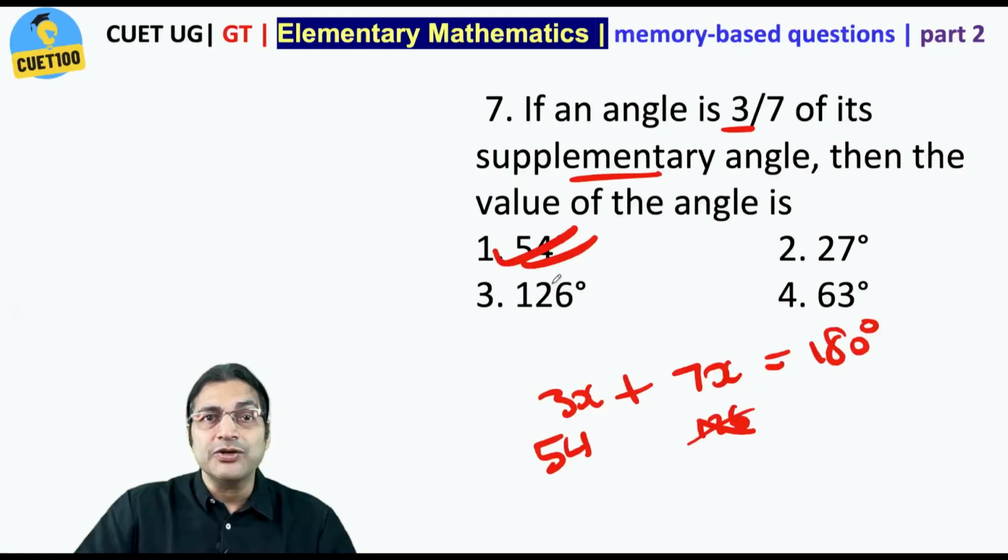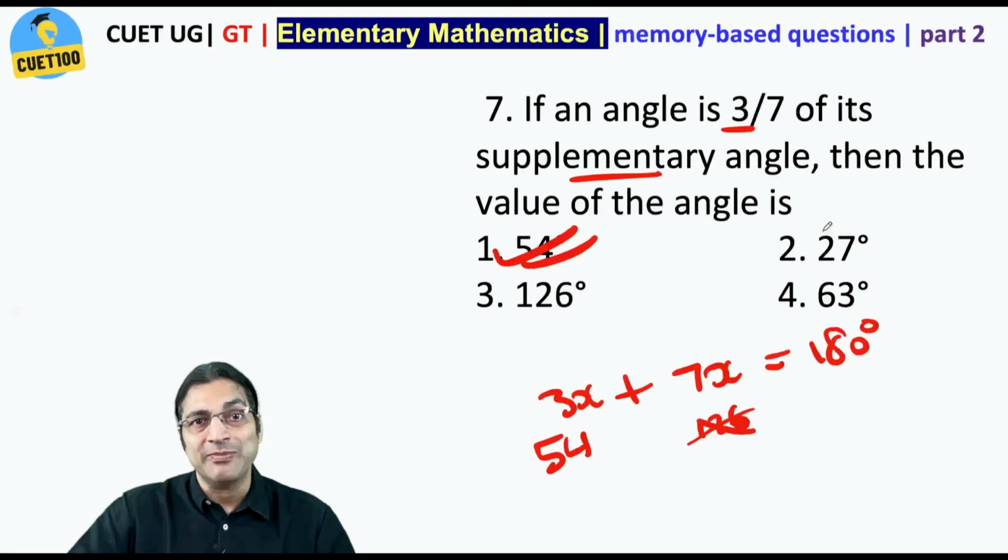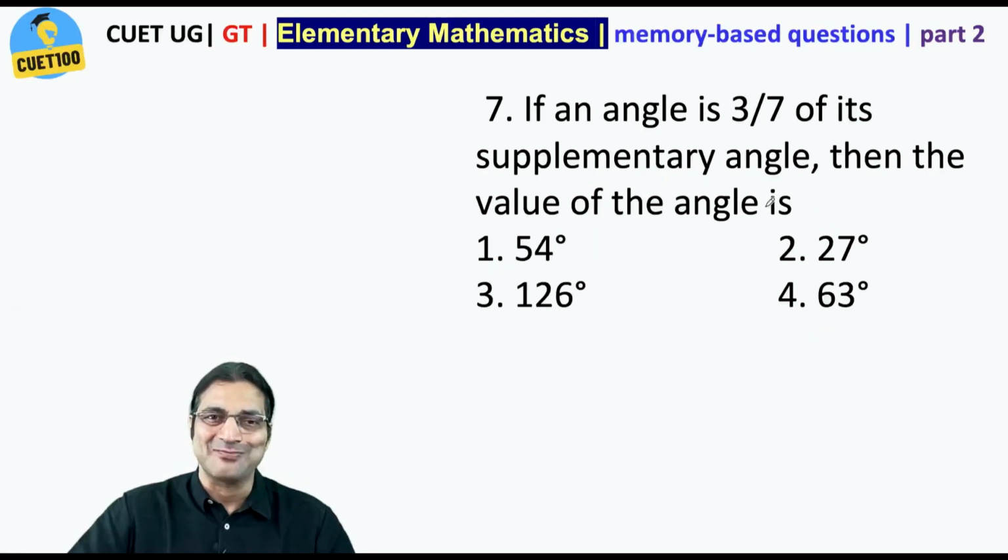And they had given you a trap also here. If you forget that supplementary is 180 and you make the blunder of taking supplementary as 90, you will get 27 as the answer. That was very much given as one of the options. All right, but I am sure you are not going to commit such blunders.